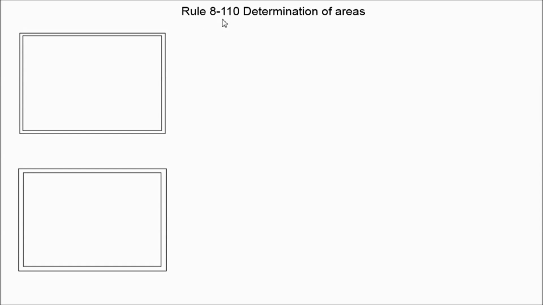Rule 8-110, determination of areas. Well, the living area designated in Rules 8200 and 8202 shall be determined from inside dimensions and include the sum of 100% of the area of the ground floor. So this would be the ground floor here, and 75% of the basement.